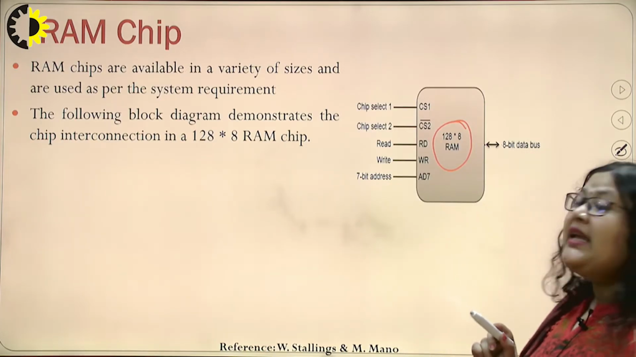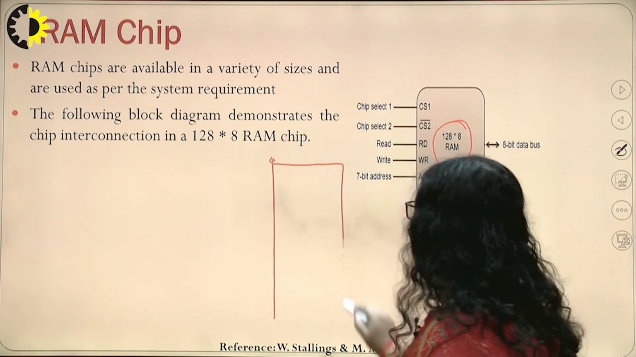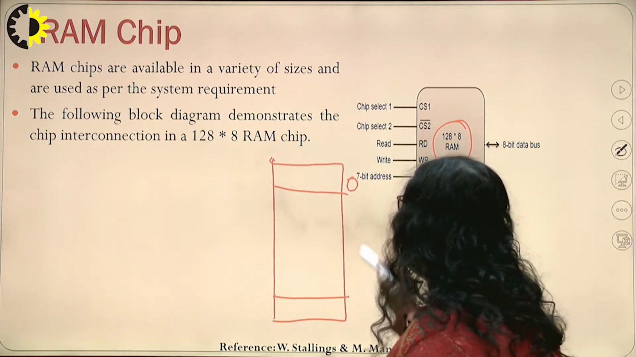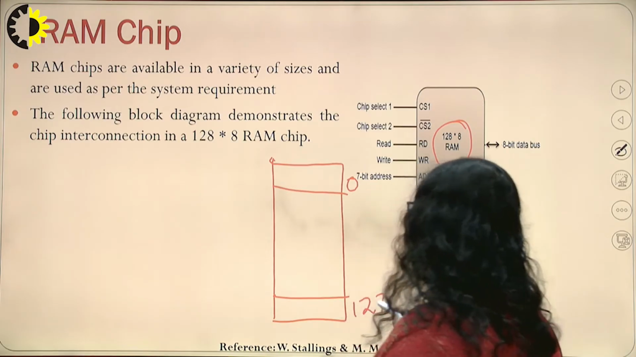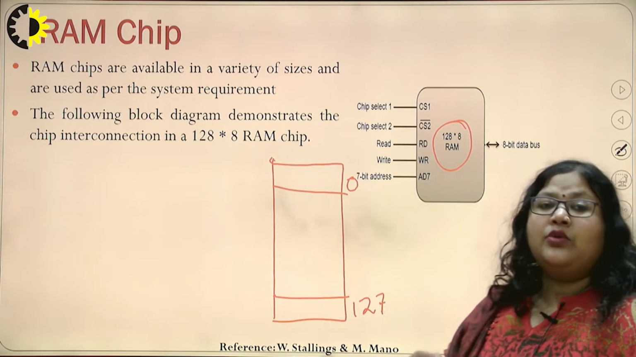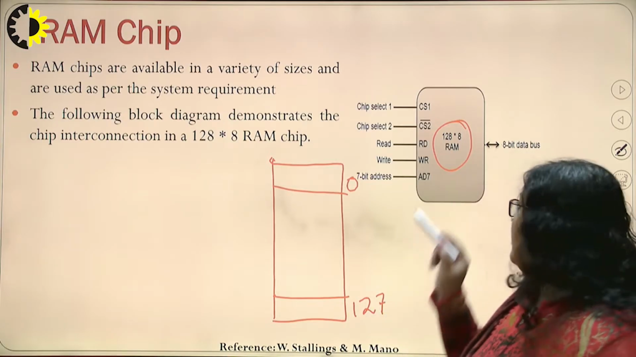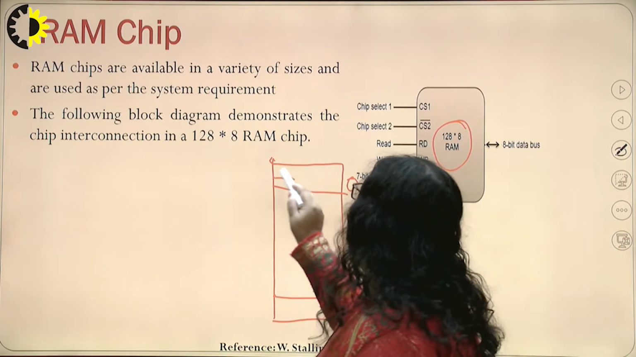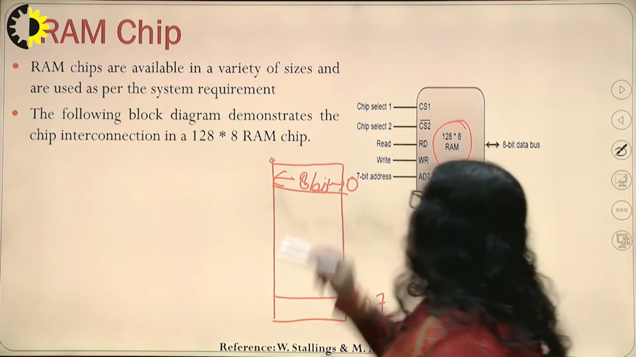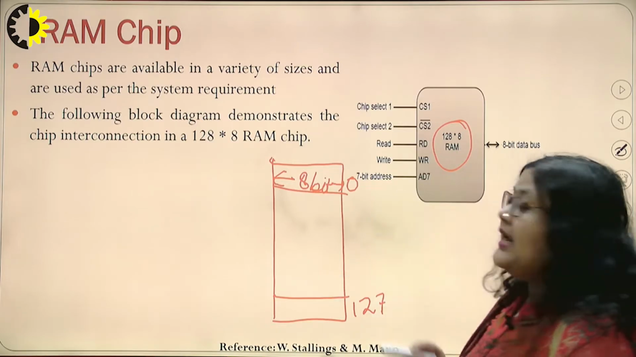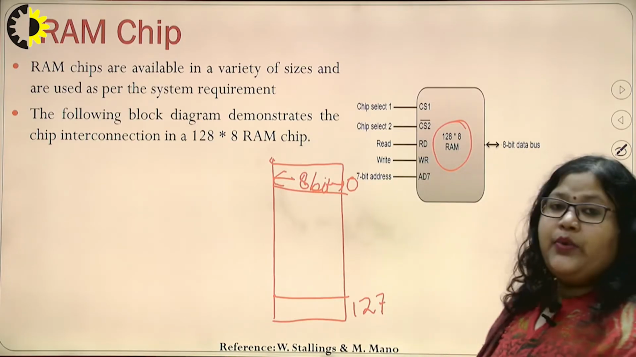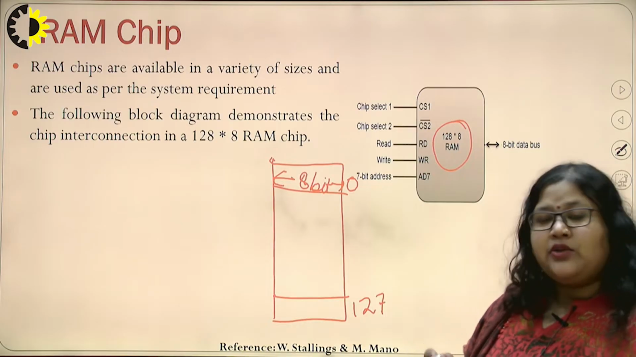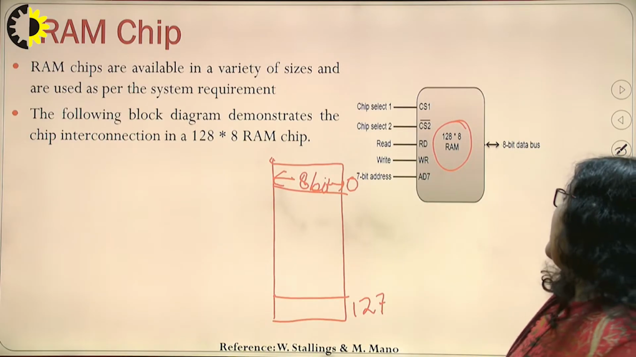What does it mean? 128 means that in this RAM there are 128 words, starting from 0 to 127. How many words there are depends totally on the size. So the size is 128 into 8. This 128 means the RAM organization runs from 0 to 127, and 8 is the size in bits of the individual word. So 8 is the number of bits we use in a particular word. One word equals 8 bits or 1 byte. This is the basic representation of the size of RAM.